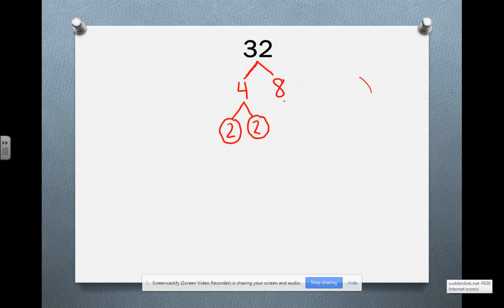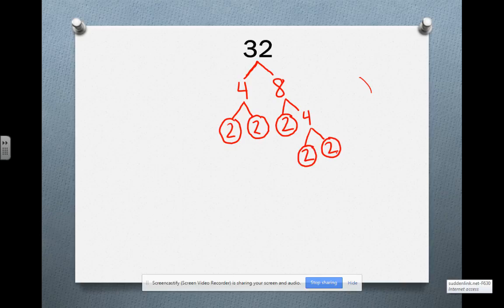Next, I'm going back to my 8 because it's not circled yet. It was not a prime number. And I'm going to see how can I break 8 down. Well, 8 can be broken down into 2 and 4. And 2 is prime, so I'm going to circle it. And 4 is not prime. I've got to break it down. And I can break it down into 2 times 2.